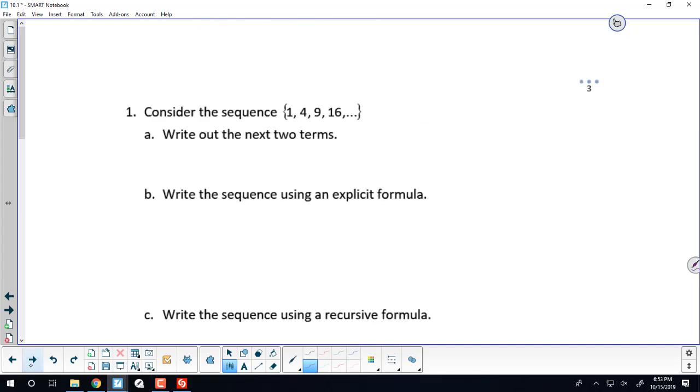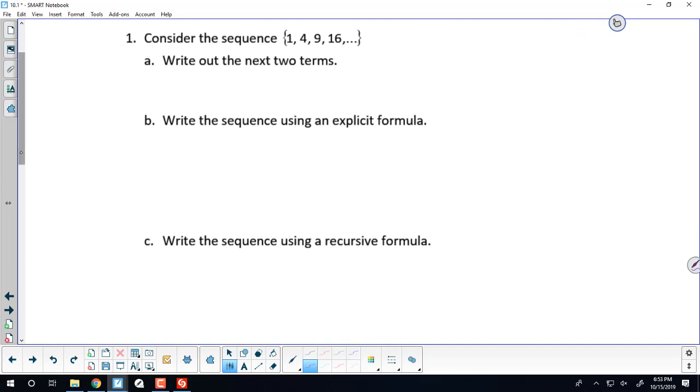Okay, so that's kind of the idea with some of these. It says, here's a sequence: 1, 4, 9, 16. What are the next two terms? Write the sequence with an explicit formula and a recursive formula. So what are the next two terms here? 25 and 36.